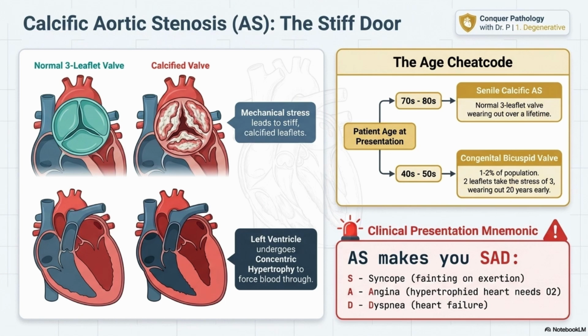Finally, for your clinical presentation, remember the mnemonic AS makes you sad. S stands for syncope, which is fainting on exertion. A stands for angina, because that hypertrophied heart needs more oxygen. D stands for dyspnea, indicating heart failure.